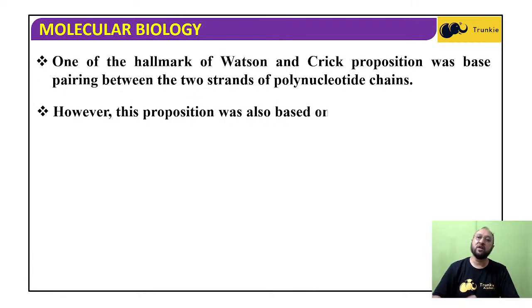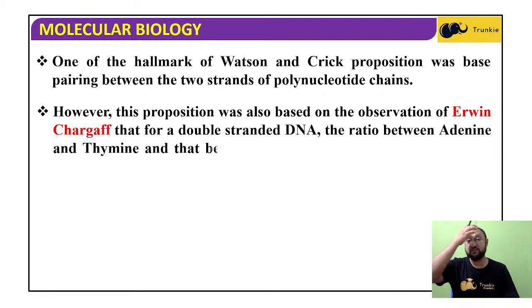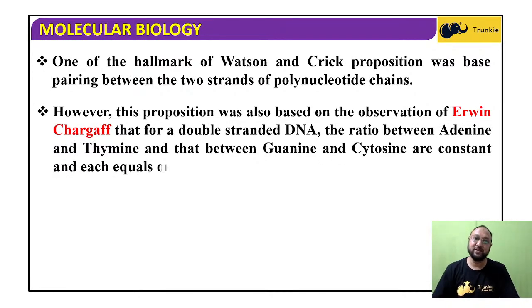One of the hallmarks of the Watson and Crick proposition was base pairing between the two strands of the polynucleotide chain. However, this proposition was also based on the observation of Erwin Chargaff. The most important and noticeable point in the DNA model proposed by Watson and Crick was the base pairing between the two strands, the hydrogen bonding.